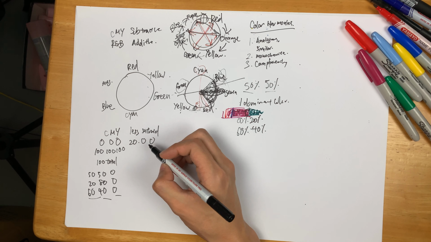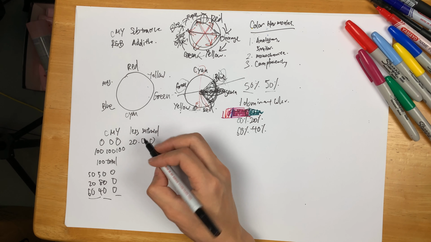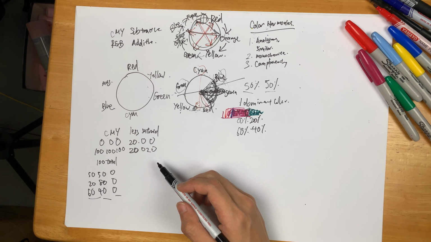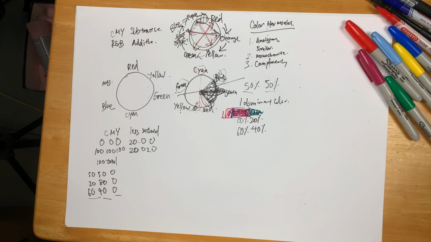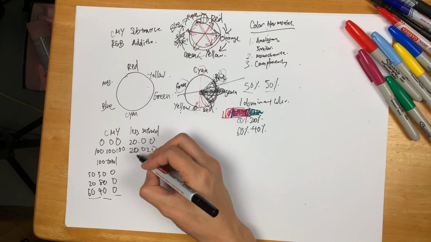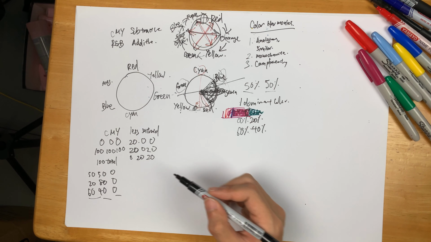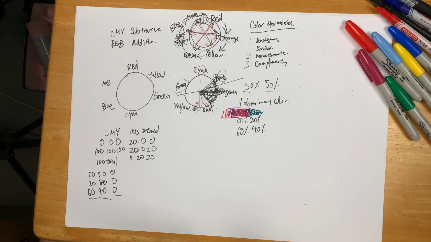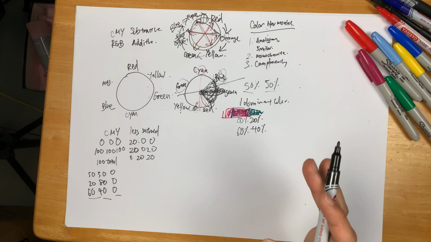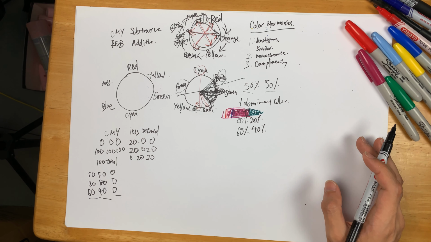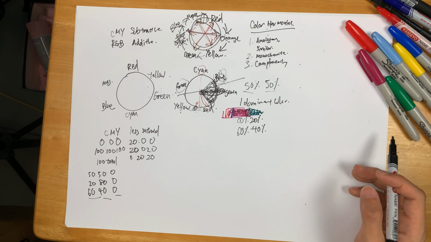You can try cyan yellow, maybe a 20% cyan and 20% yellow. You'll probably get a slight wash of green. Can do 20% magenta, 20% yellow, and then you'll get a pinkish color. And then these are very good to complement your main dominant color.